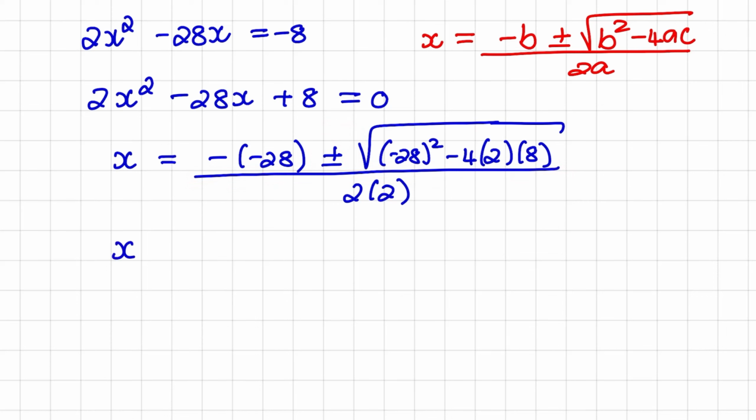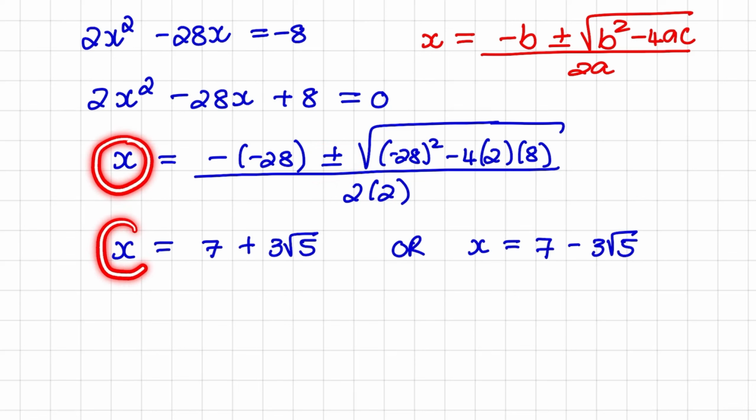So you'll find that x is equal to 7 plus 3 square root 5. And then for the second value of x, you won't use a plus, but you'd set up this whole expression again with a minus. And that leads to x is equal to 7 minus 3 times the square root of 5. And that is how we solve for x by using the quadratic formula.